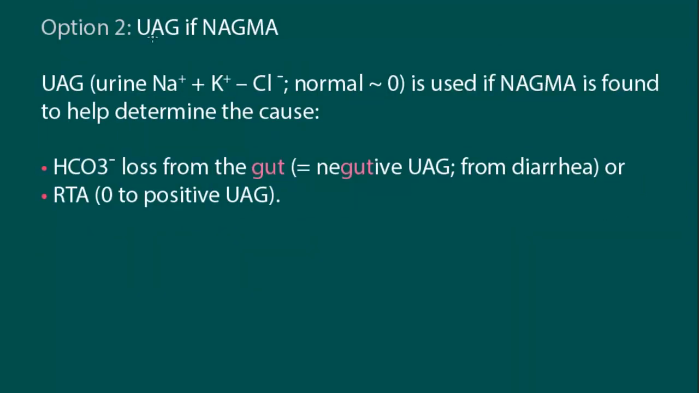Option number 2, you always do a urine anion gap if you have a NAGMA. Why is that? If you have a NAGMA, that means you have a normal anion gap metabolic acidosis. The most common causes are either a bicarbonate loss in the stool, usually from diarrhea, or hydrogen ion retention, usually due to an RTA. Urine anion gap is negative if it's a gut loss. It's normally 0. And if it's 0 or positive, you think RTA.